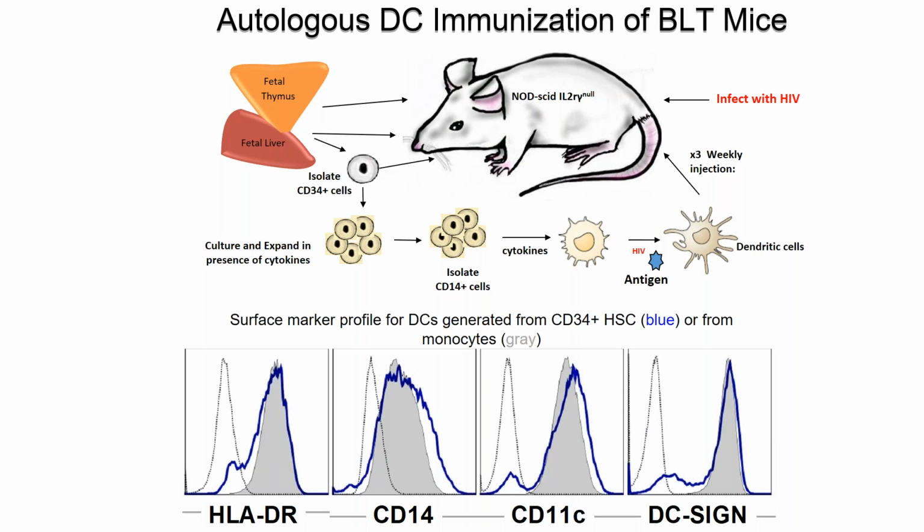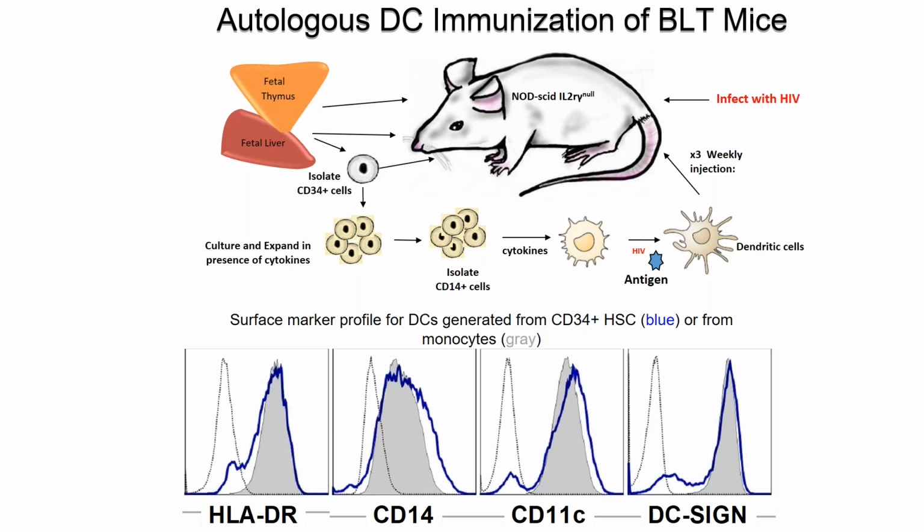So the dendritic cells which are generated from CD34 cells have a surface marker profile very close to the dendritic cells that are obtained from CD14 cells isolated from PBMC. They have similar levels of HLA-DR, CD11c, and DC-SIGN.